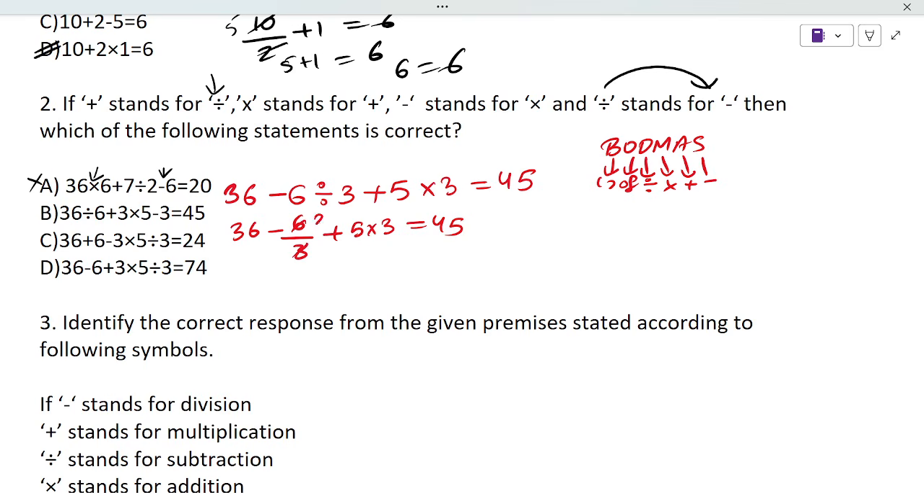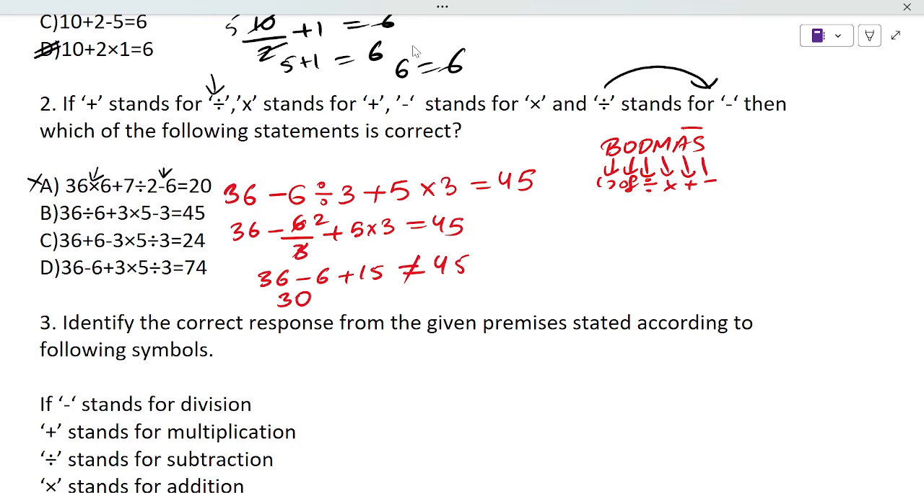This one will also be wrong. If we consider 3 minus 6 plus 5 into 3 times, what is it? 15. So we will never get 45 again. This will be wrong. So let's check. 36 minus 6 will give us 0. If addition is done first, we will leave it here.